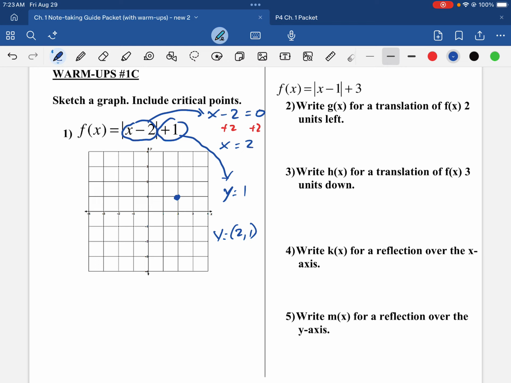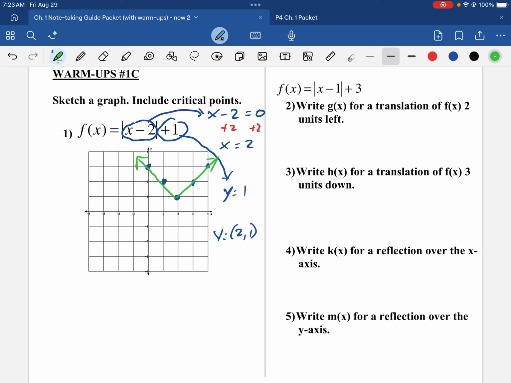So there's no stretch or compression. So that means to get to the next set of points, I'll go up 1 to the right one, and up 1 to the left one, and you could go up 1 to the right one again, up 1 to the left one again if you wanted. You really only need 3 points to draw a nice graph as long as the vertex is one of them. And we do have the vertex here, and there's a graph.